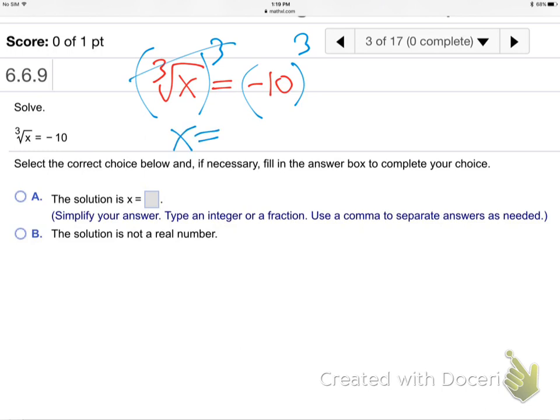We just get plain old x. And then what happens on the other side? Minus 10 times minus 10 times minus 10 is negative 1,000. 3 negatives makes a negative. Negative 1,000. Is that good? All's well? No questions, no troubles?